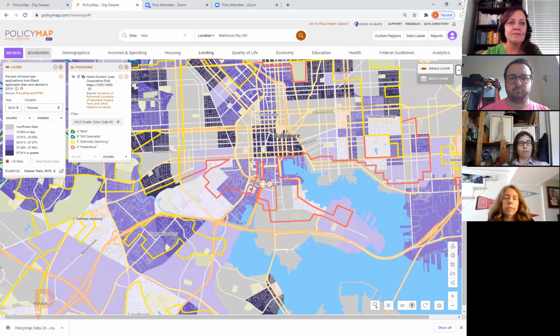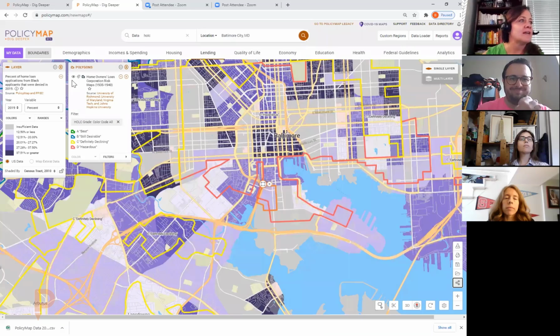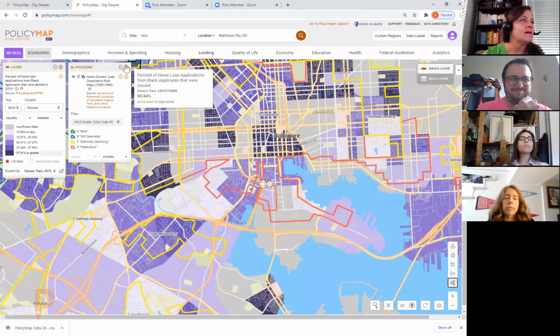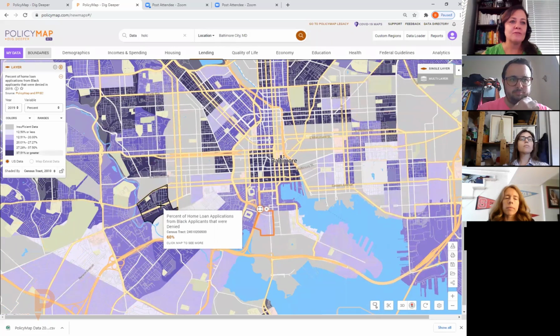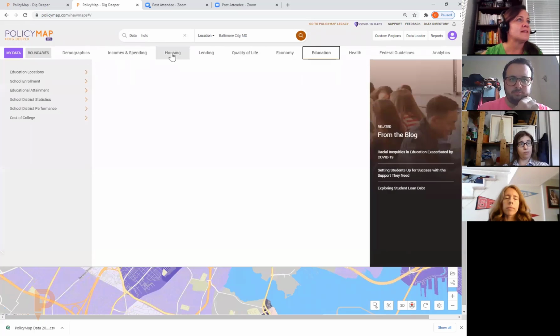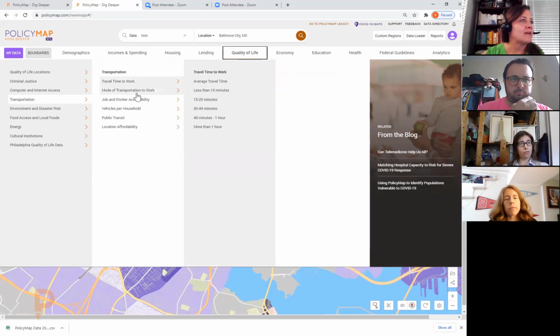But there's also this share menu down here. With this share menu, of course, it looks like I chose something that you can't share, this data that's exclusive data. But let me choose something I could share, maybe travel time to work, or vehicles per household, or no vehicles.